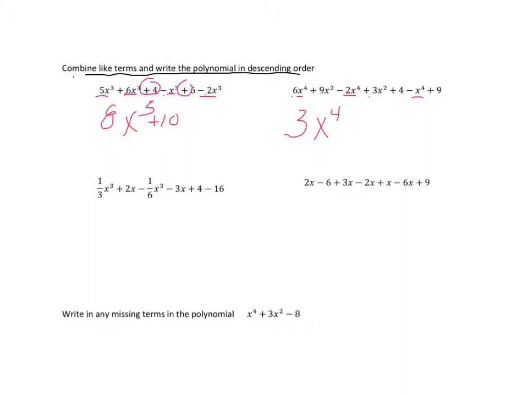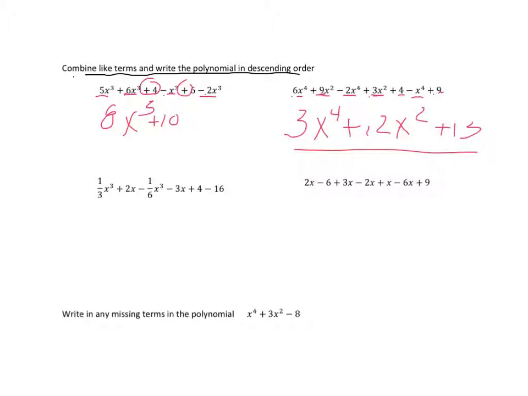Now we move down. There's no x to the thirds. There are some x squareds, so we have 9x squared plus 3x squared. It's going to give us a grand total of 12x squared. So we've taken care of those. And then finally, there's no x to the first, so we bump down to the numbers. 4 and 9 is 13, so plus 13. This is in descending order. We combine all the like terms, and that is a trinomial.